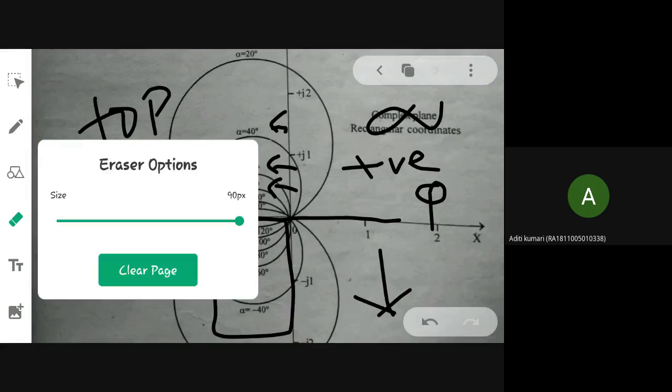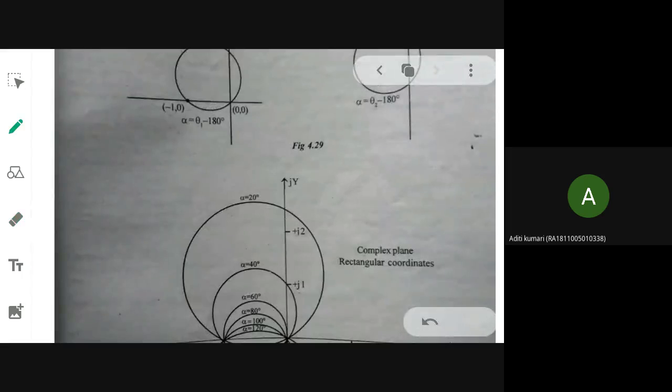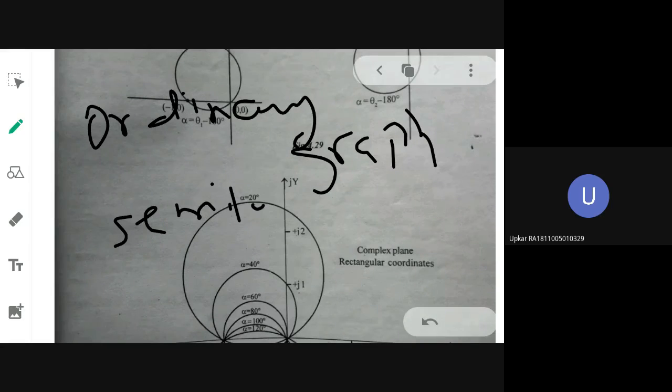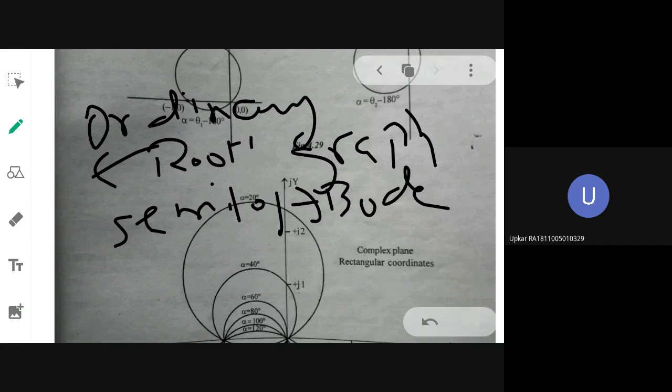And what are the various graph sheets that you are familiar with? Ordinary graph sheet you know. Semi-log graph sheets are also known to you. Semi-log will help you in drawing the Bode plot. Here, using ordinary graph, you have drawn root locus.